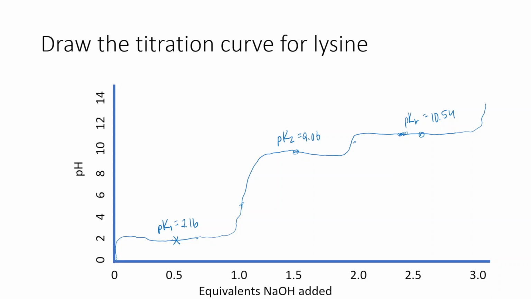So the buffer range that we usually talk about is plus or minus 1. In this case, since those pKs are within plus or minus 1 of each other, would it not just be like one large buffer region? Yeah, in this case, you might end up having a very large, messy buffer region.